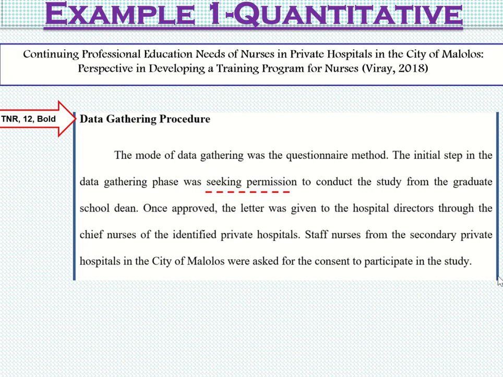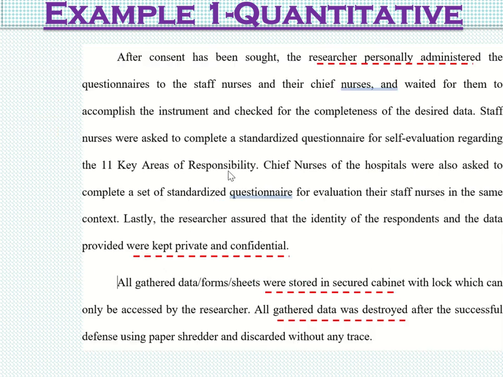Okay, for our example and format, the title of the study is Continuing Professional Education Needs of Nurses in Private Hospitals in the City of Malolos, Perspective in Developing a Training Program for Nurses, VRI 2018. So I will not read the example thoroughly. Ang mahalaga sa section na ito ay mailagay nyo yung mga guidelines of what to write na binanggit ko kanina. Okay, so the title of the section, Data Gathering Procedure, Times New Roman 12 bold.